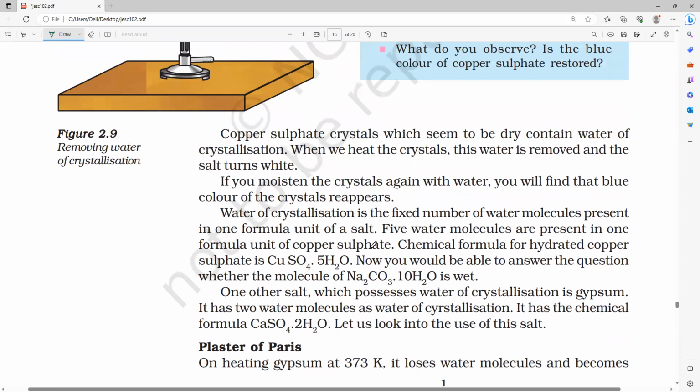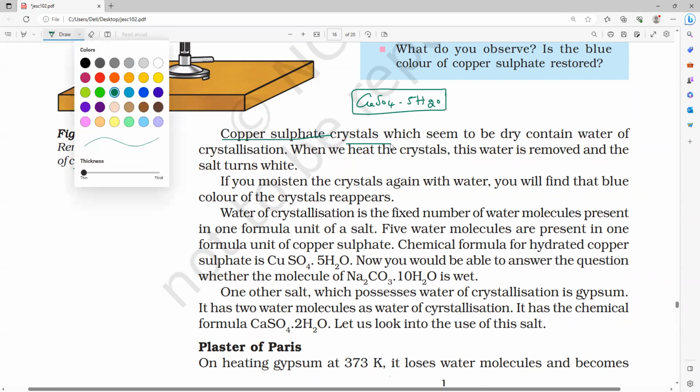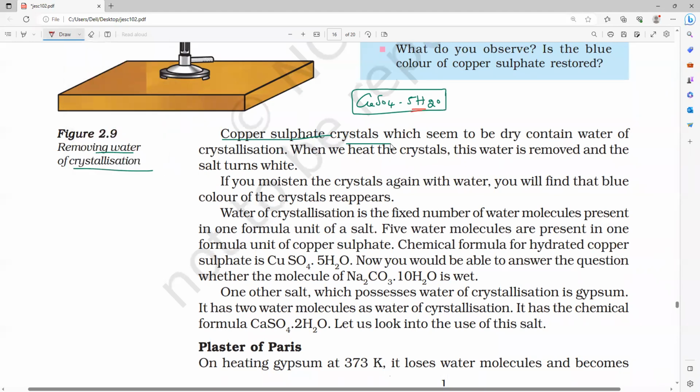So if I remove the water of crystallization, the structure will go. Understanding? And it turns into, for example, you see, copper sulfate crystals. What is the formula of copper sulfate? CuSO4.5H2O. So what is the water of crystallization here? 5. So because of this 5H2O, it is called a crystalline structure. They appear to be dry, but they contain the 5H2O. So when we heat these crystals, this water is removed and the salt turns white and turns into anhydrous. Have you seen that?